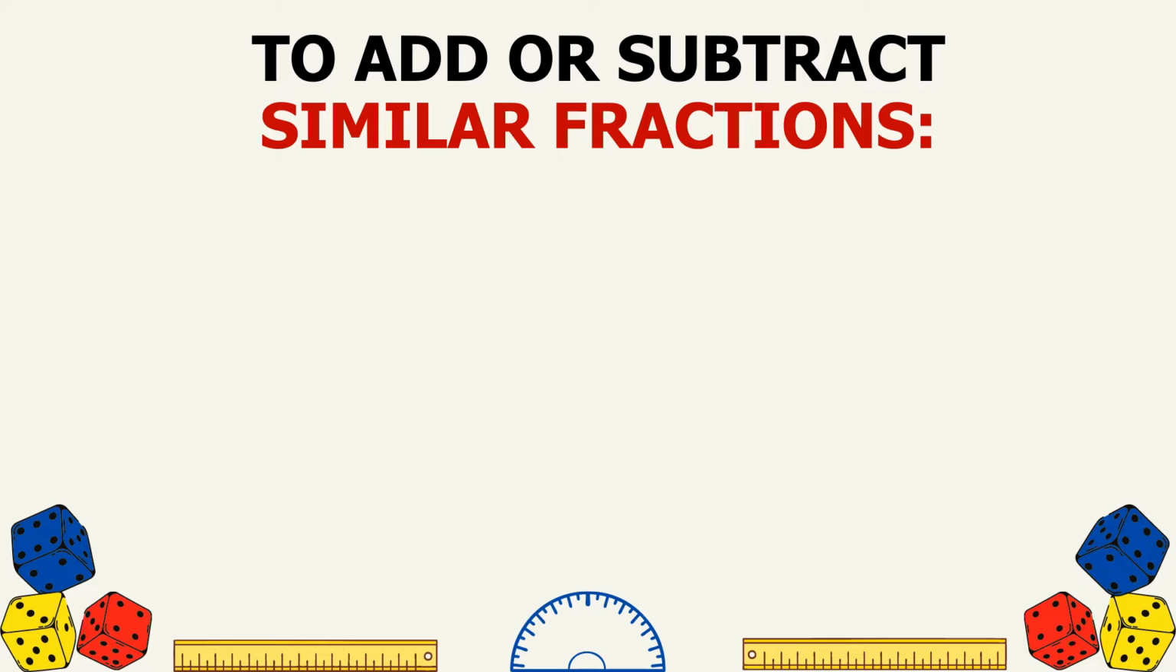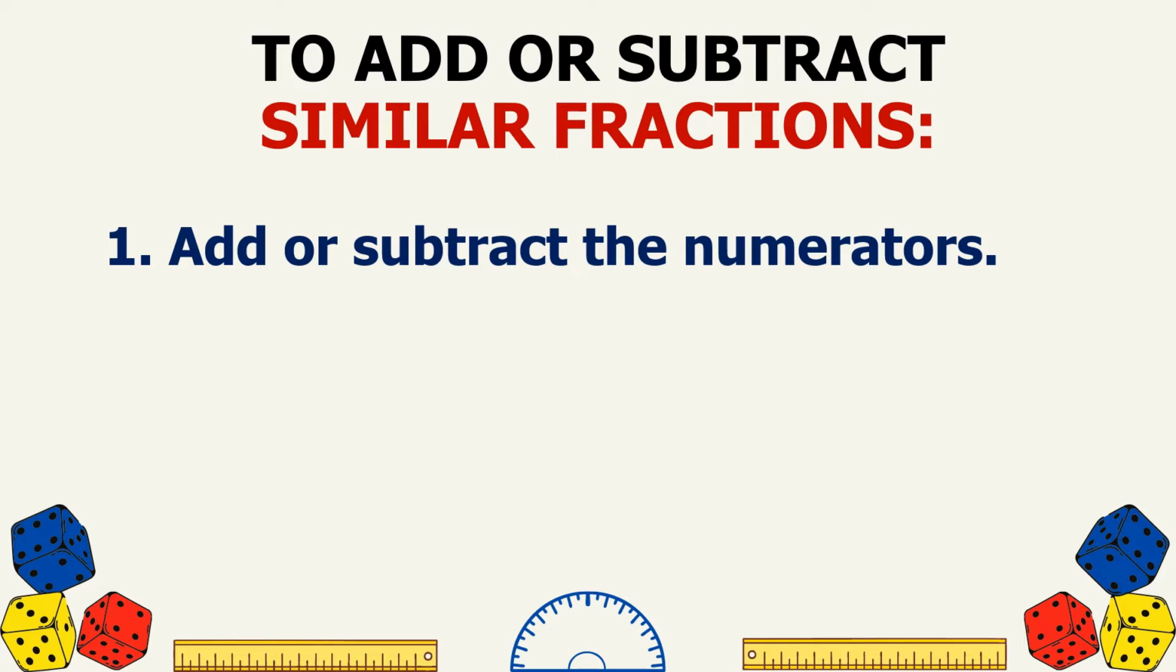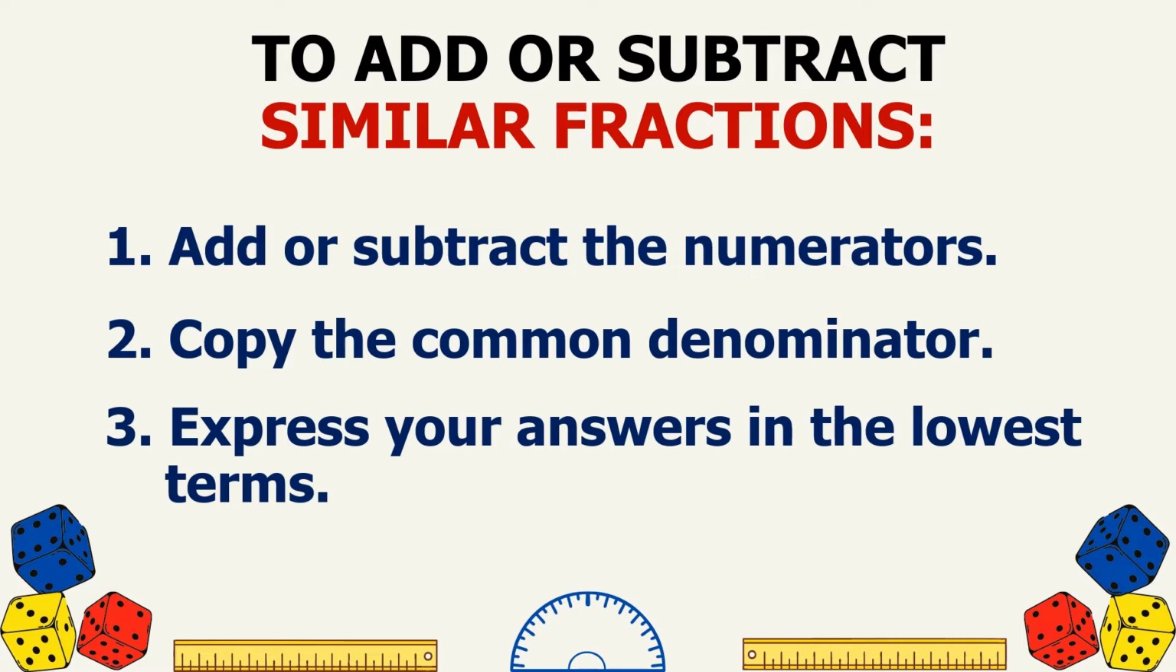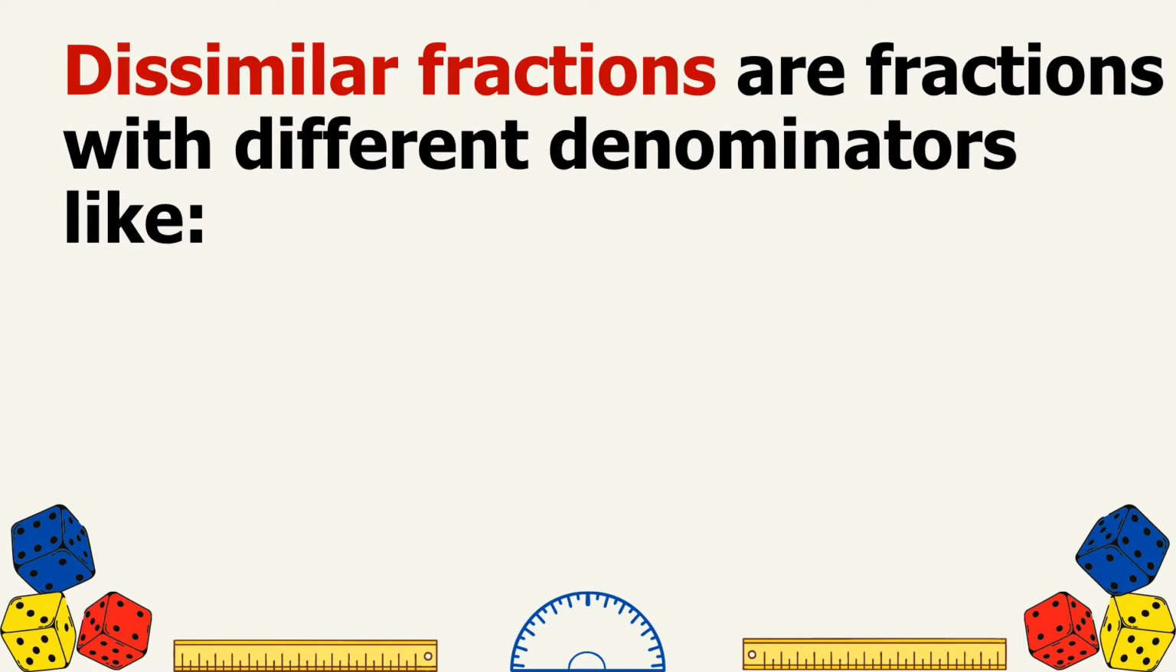Once again, remember to add or subtract similar fractions. 1. First, add or subtract the numerators. 2. Copy the common denominator. Then lastly, express your answers in the lowest terms. So now, let's add or subtract the dissimilar fractions with mixed numbers.